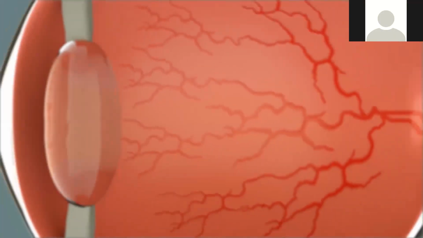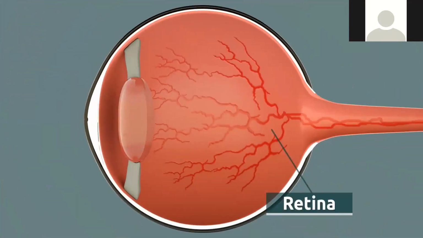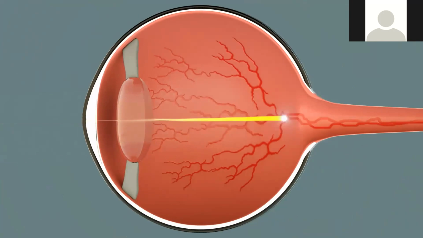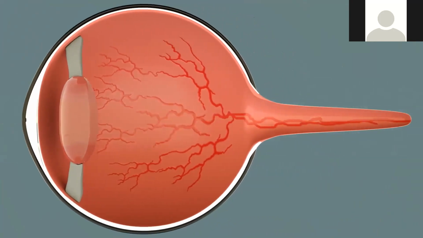The retina is located at the back of the eyeball, and it's made up of millions of light-sensitive cells. The retina is in charge of receiving the light and transmitting this information to the brain through the optic nerve.